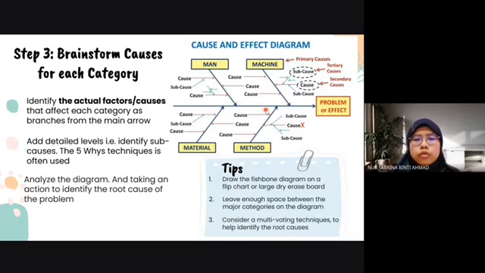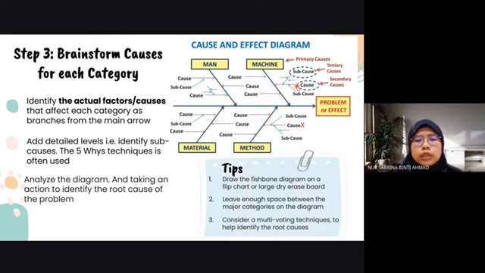First, we can consider drawing the fish on a flip chart or large dry erase board, and make sure to leave enough space between the major categories on the diagram so that you can add minor detail causes later.